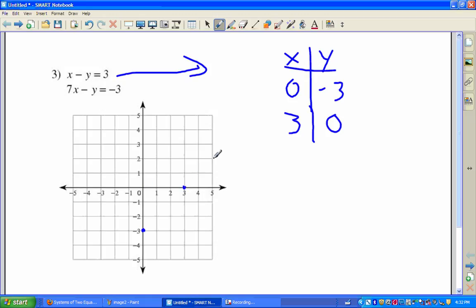And I'll try to draw as straight as I can, but I may not be perfect with this. But there you go. There's my straight line. You guys should be using a ruler, but I'm using this technology, so I can't really use a ruler easily. So there's my best line.